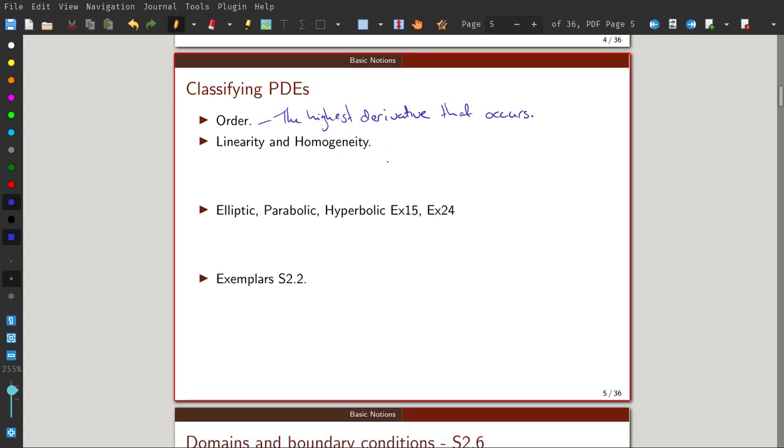The other important thing is whether the equations are linear and or homogeneous. So whether an equation is homogeneous really depends on linearity. It only makes sense for linear things. So we can look at a differential equation. Let's just write one. Say the t derivative of u minus the x derivative of u should be 0.